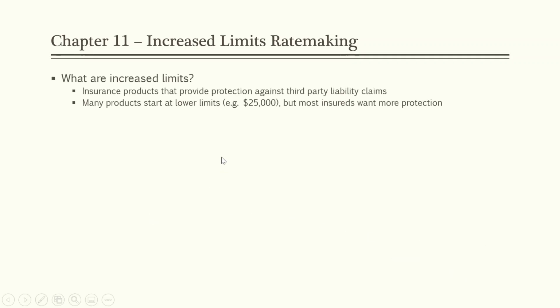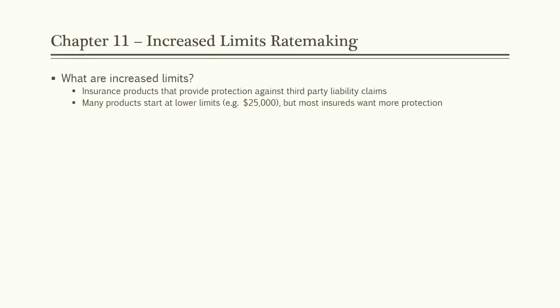Okay, so increased limits rate making, what is it? Insurance products provide protection against third-party liability claims. This would be bodily injury. If you injure somebody, that's loss: hospital bills, lost wages, things like that. Or it is also property damage, typically the damage to another vehicle in an accident that you caused, but it could be damage to other types of property also, running into a house or running into a stop sign or something like that.